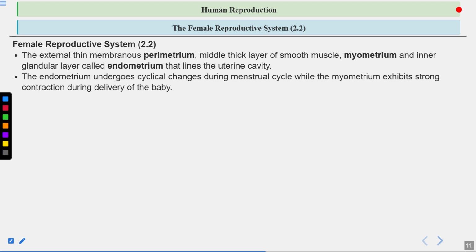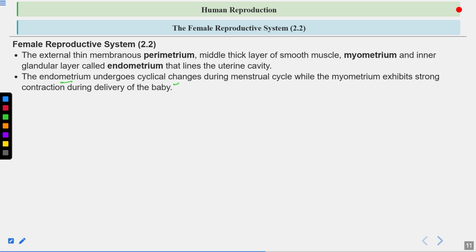Now the endometrium, which is the innermost layer of the uterine wall, undergoes cyclic changes during the menstrual cycle, while the myometrium exhibits strong contraction during delivery of the baby. We'll talk about this also in our upcoming sessions. The menstrual cycle is a cyclic event. Ovulation takes place in the middle of the menstrual cycle, at around 14 days, because the menstrual cycle is around 28 days.